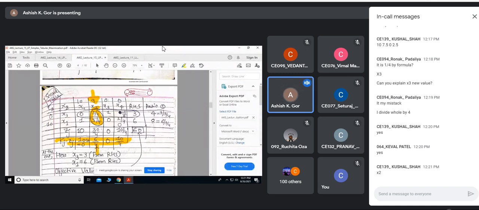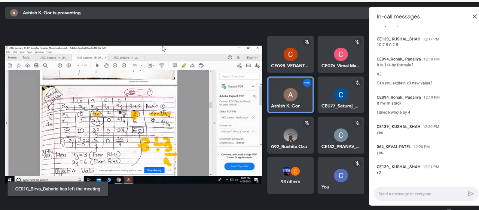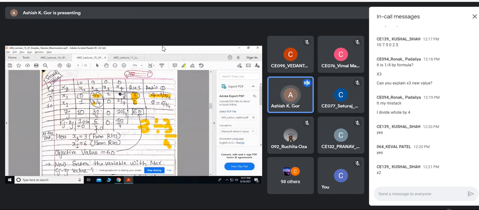Okay. So what is going to leave the solution? What you have to do is divide the right hand side by the corresponding key column values. So 3 divided by 3 by 4, which means 4. And 6 divided by 3 by 4 will be 6 into 4 by 3. So it will be 8. And you can see the minimum ratio is 4.